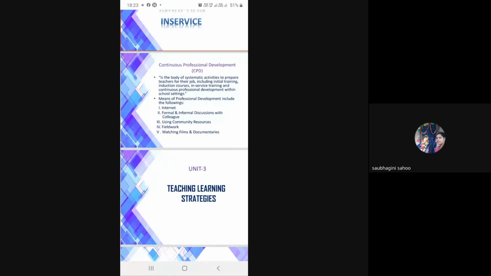So selection of a strategy or a method decides how I will teach. And there are many strategies. Mostly as a teacher, we select the strategy on the basis of our content and the age of the children. On the basis of it, we select the different strategy.